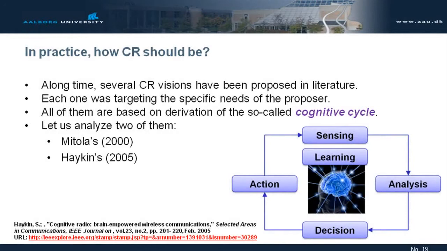So, how should cognitive radio be then? We briefly talked about it, but this is the so-called cognitive cycle.